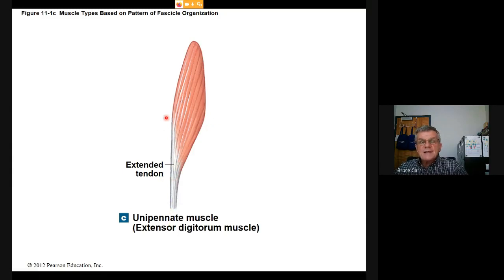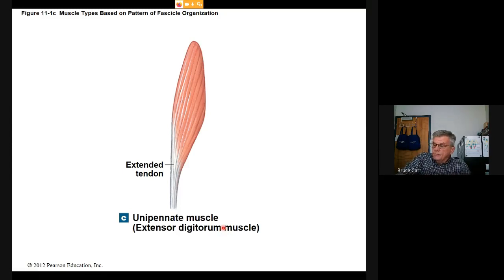Here's an extended tendon. It may go way down here off the screen in order to attach to the part that moves. But when you get up to the body of the muscle, you'll notice these are set at an angle. It kind of looks like a feather, so it's named unipennate muscle. The extensor digitorum muscle is a good example of a unipennate muscle.